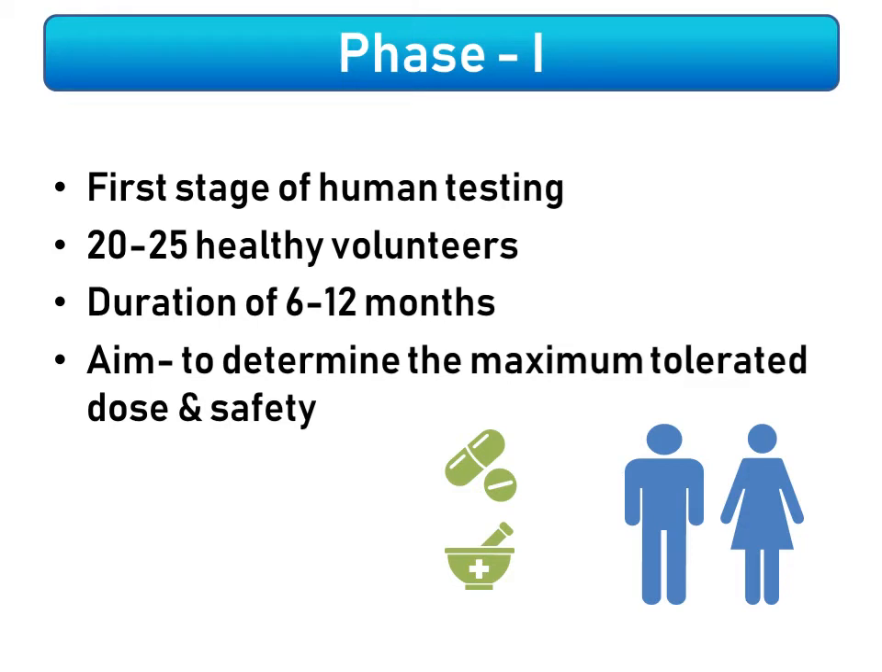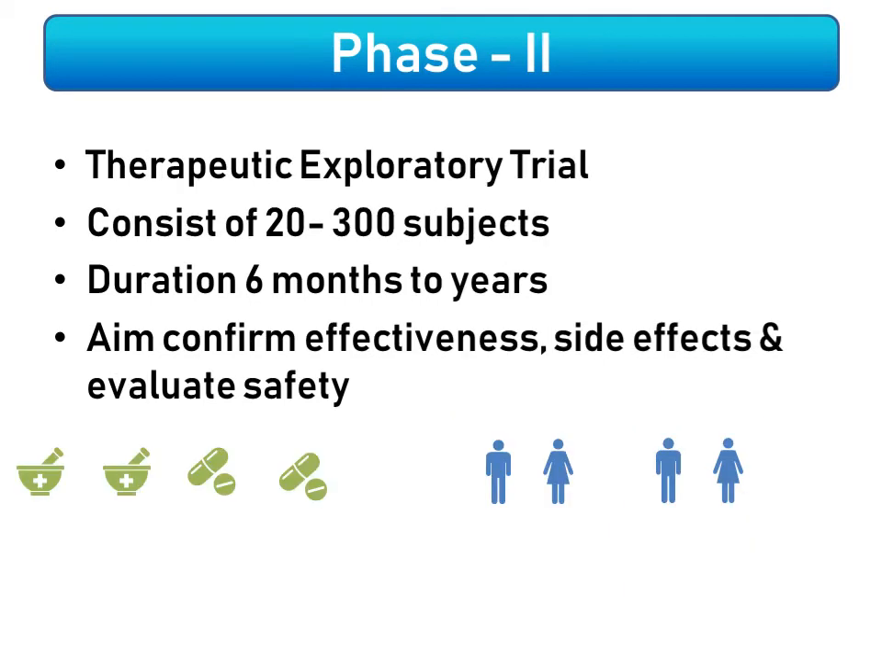healthy volunteers are involved, in which the drug application or study is carried out for 6 to 12 months. The main aim of phase 1 is to determine the maximum tolerated dose and safety dose in healthy human volunteers, so that the safety and efficacy of a drug is measured.